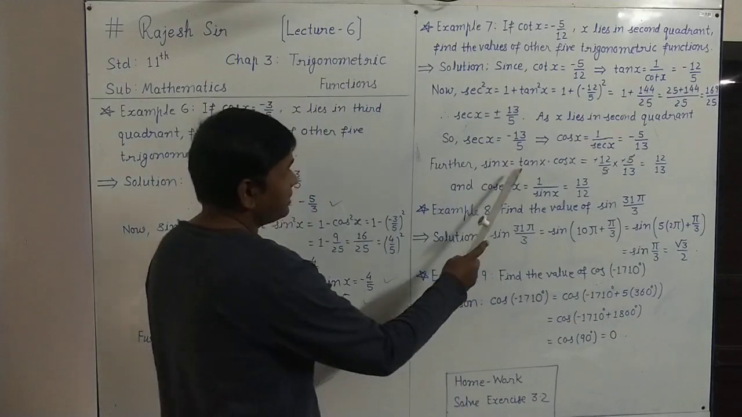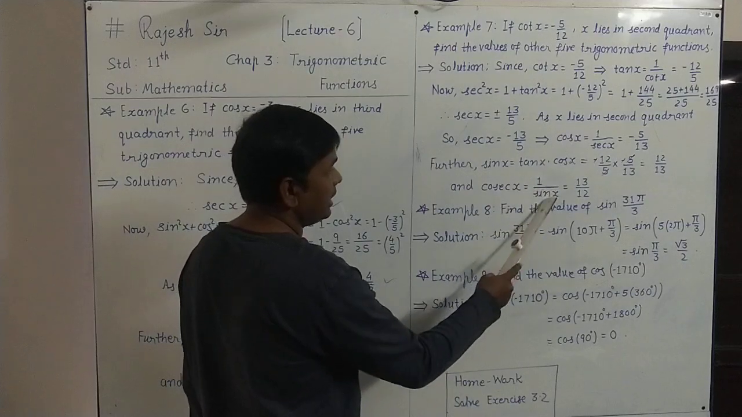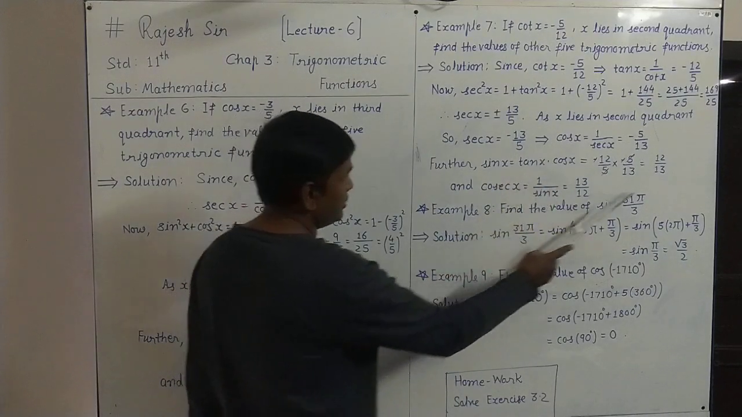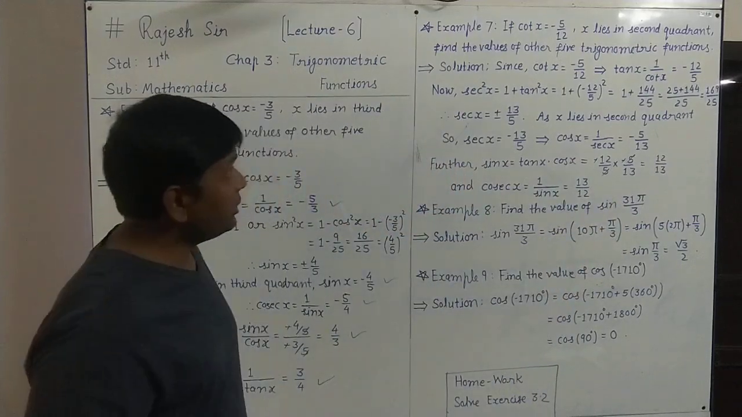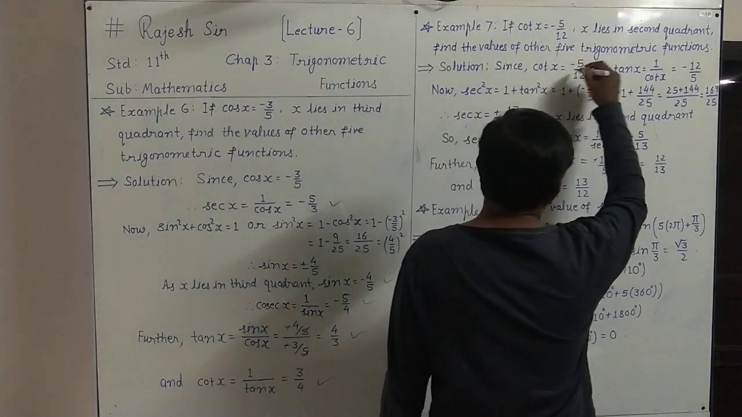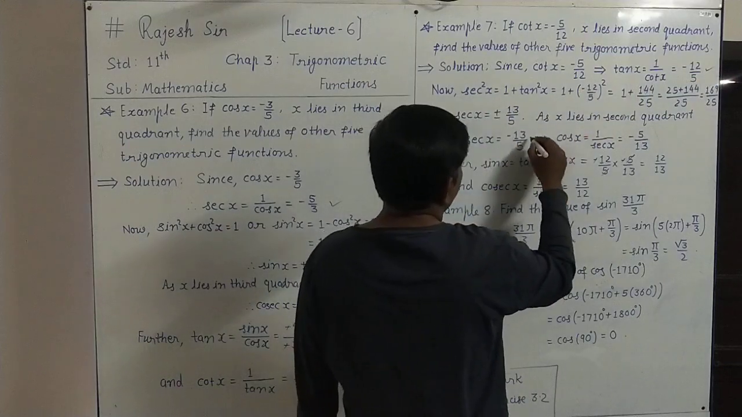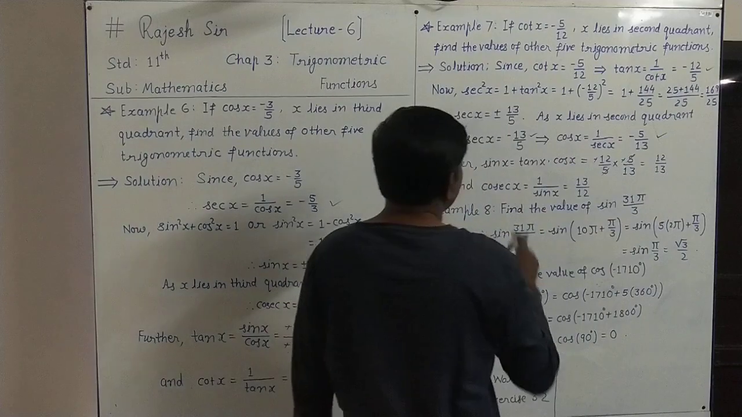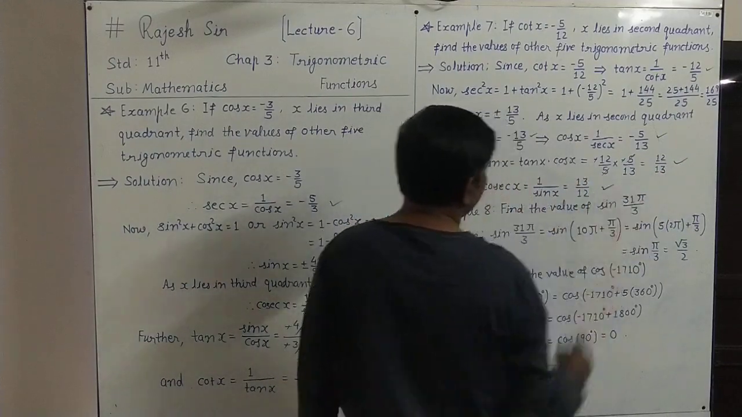If we have sin x, then its inverse function is cosec x, because cosec x equals 1 upon sin x. To get cosec x, we have to take the inverse of sin x, and sin x is 12 by 13. So its inverse will be 13 by 12. This way, all the 5 other trigonometric functions we got here also. Cot x was given, tan x is minus 12 by 5, sec x is minus 13 by 5, cos x is minus 5 by 13, sin x is 12 by 13, and cosec x is 13 by 12.